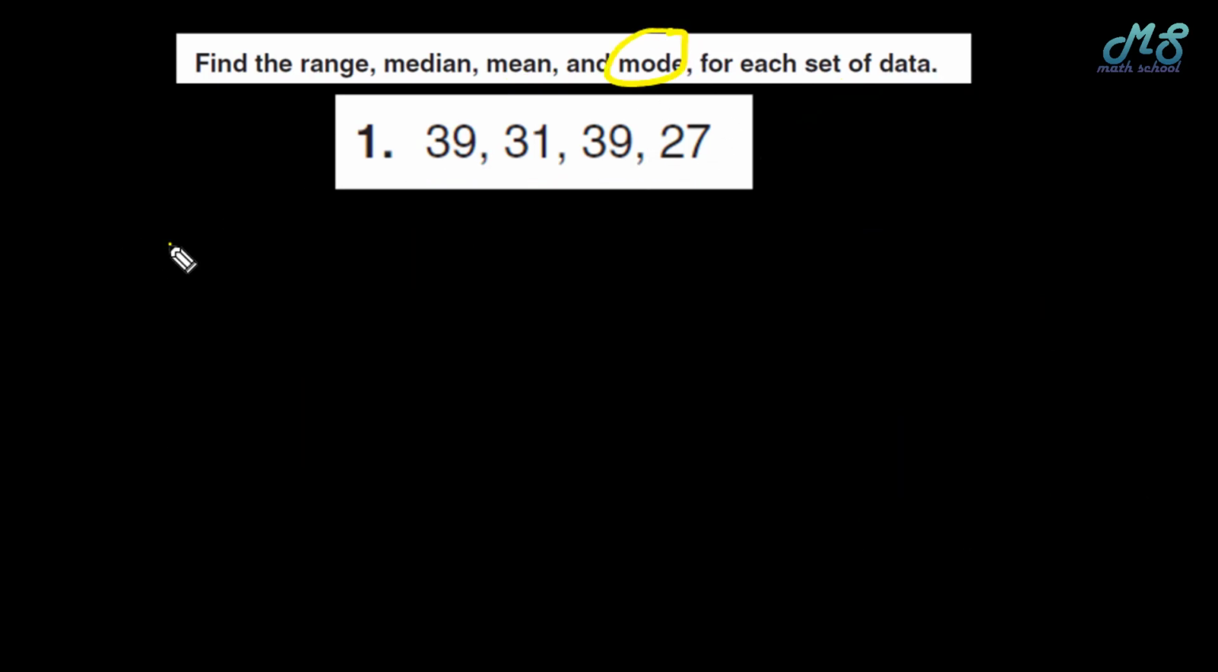Next, how can we find the mode? What's the mode? The mode, guys, is the most repeated value. The most repeated value here is what? It is 39. 39 is repeated 2 times. So we can say the mode is equal to 39.